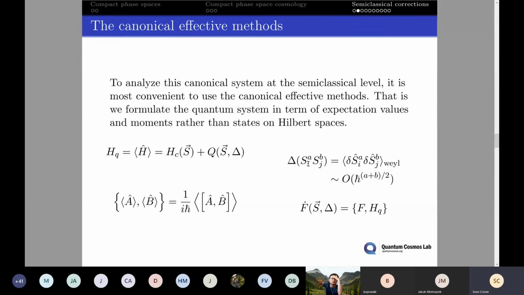We are making a certain assumption on the state. We're assuming that moments of this form are a certain order in ħ. In this way, we can make a semiclassical truncation. That's where the approximation comes in. But with all these ingredients, we can write down the equations of motion. It's just normal Hamilton's equations here.